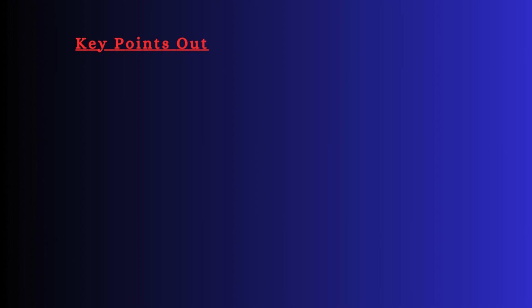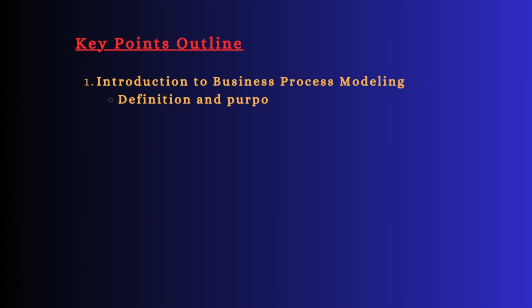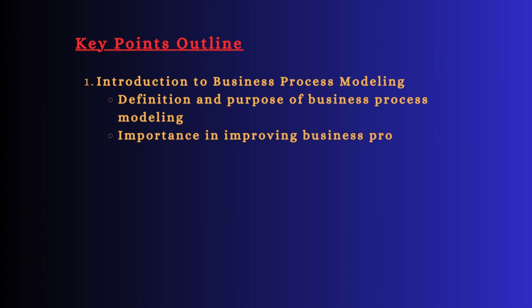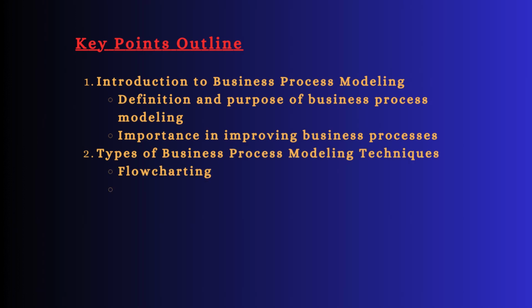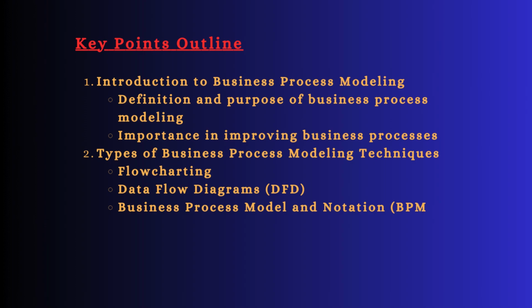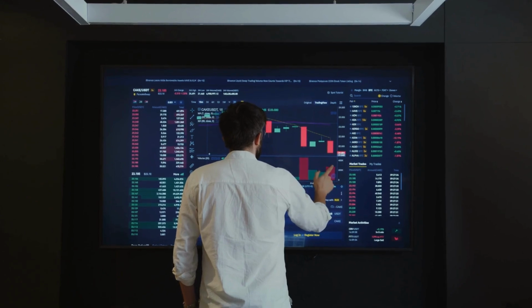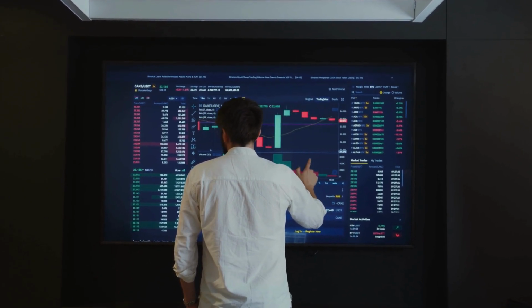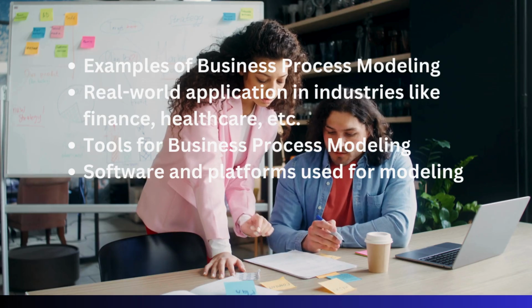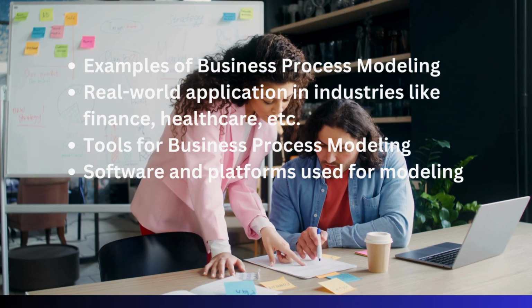Key points outline. Introduction to business process modeling. Definition and purpose of business process modeling. Importance in improving business processes. Types of business process modeling techniques. Flowcharting. Data flow diagrams, DFD. Business process model and notation, BPMN. Unified modeling language, UML. Gantt charts. SDLC diagrams. Examples of business process modeling.